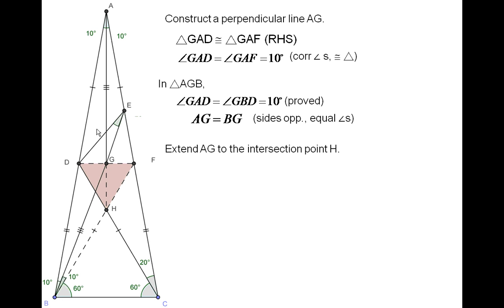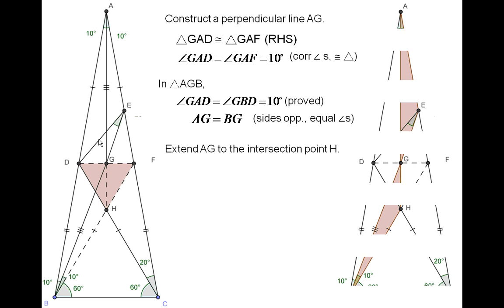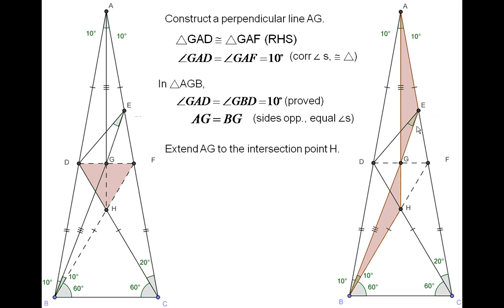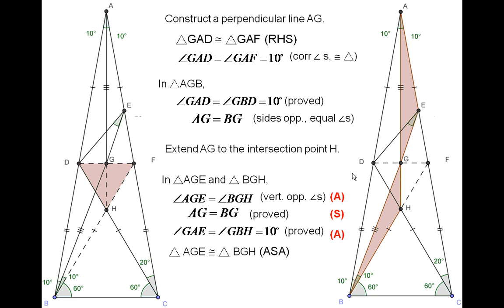Now I extend AG a little to point H, and then it is easier to see the congruent triangles there. Why they are congruent, I leave my proofs here for you. But the conclusion is very important: GE is equal to GH, by the reason that corresponding sides of congruent triangles are equal.